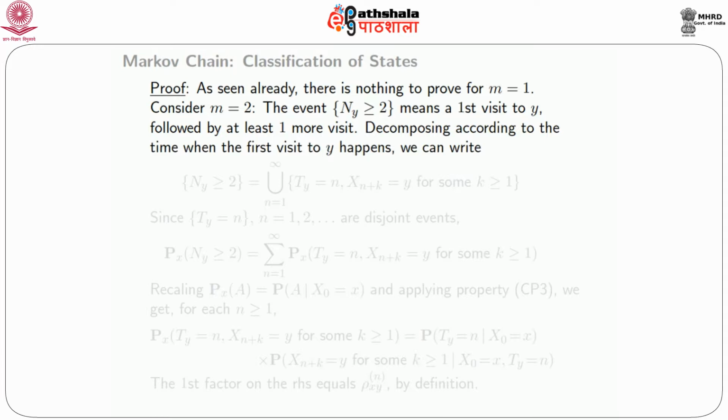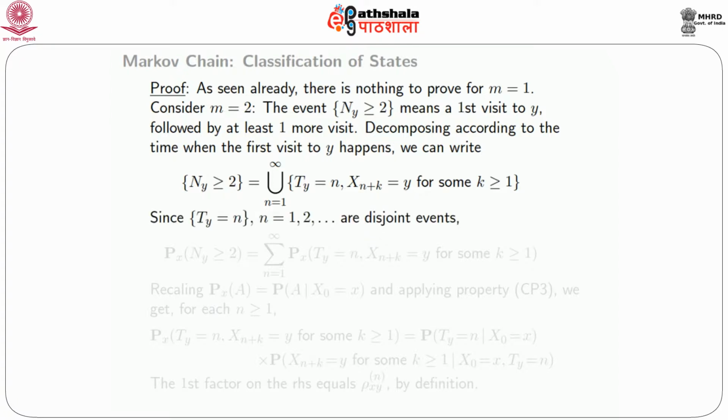Decomposing according to the time when the first visit to y happens, it must happen at some time n equal to 1 or 2 or 3, etc. Decomposing the event N_y >= 2 according to the time n when that first visit happens, we can write this event as a union over n of the events that T_y is n, that is, the first visit to y takes place at exactly time n, and X_(n+k) is y for at least one k greater than or equal to 1.